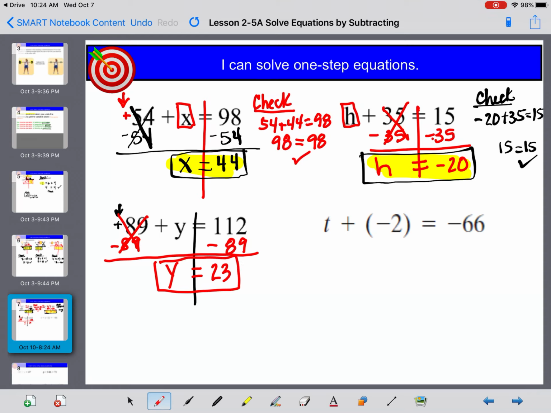Before I can say for certain that 23 is the solution, I need to check my answer by substituting it back in for y. 89 plus 23, does that equal 112? When you do a side problem, you find out that this does equal 112. The next problem.